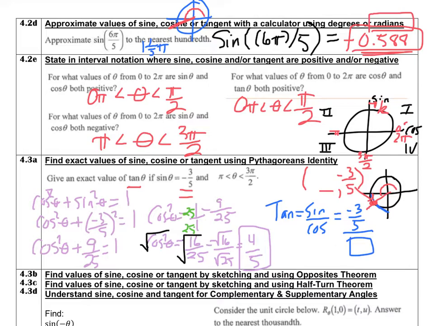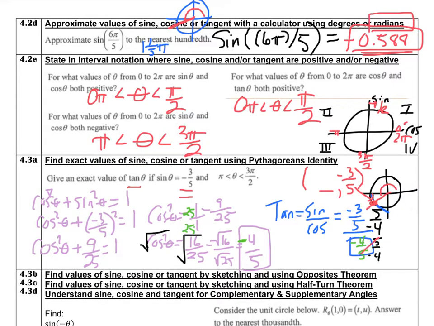Now, be careful on this question, though. This cosine value, remember, I'm in quadrant 3. All cosines in quadrant 3 are negative, so I need to make sure to make this a negative answer. Now I can take this value and put it right here and simplify. So this will be negative 4/5. Again, I have a complex fraction here and here. I'm going to get rid of this by multiplying by its reciprocal. 5 over negative 4, 5 over negative 4.